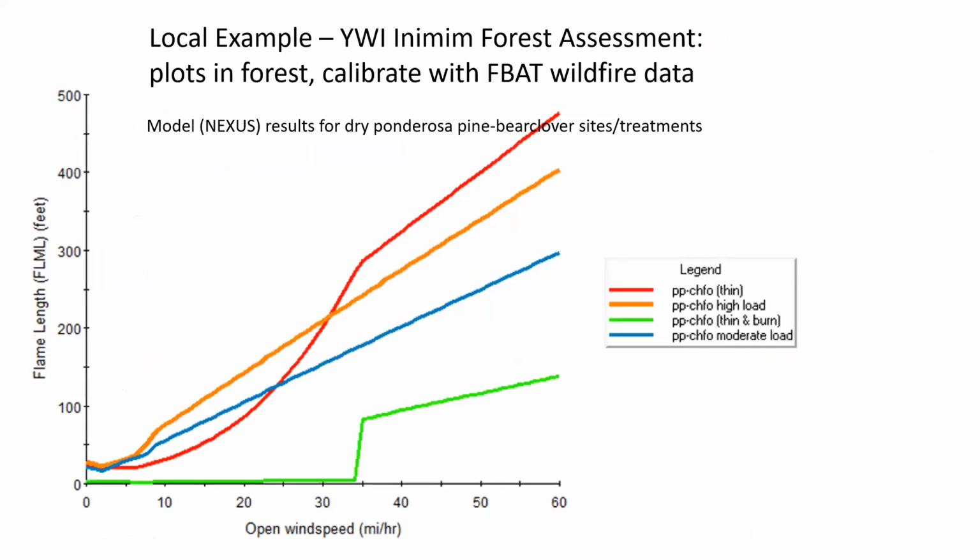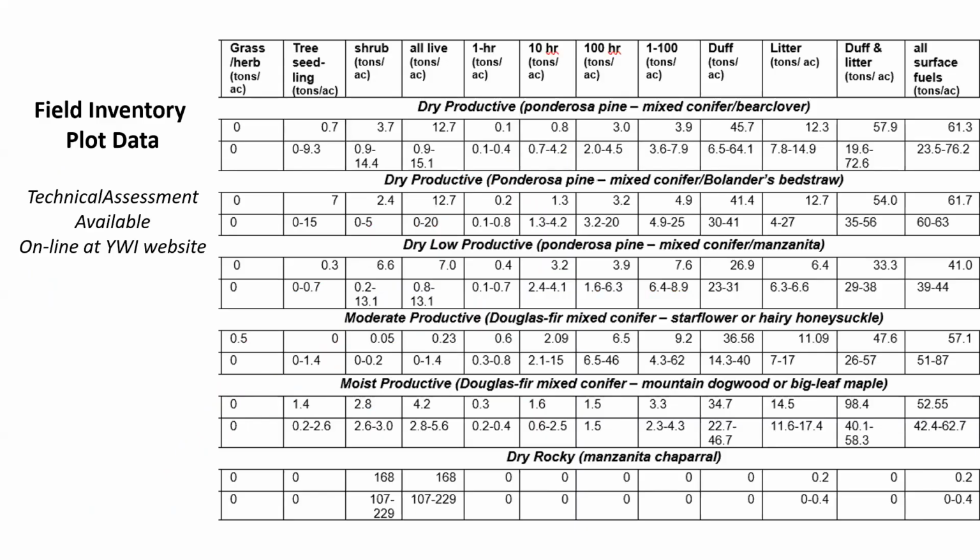And then you can put it in, and in this case, this is an example from the Yuba Watershed Institute, where I'm showing a graph of flame length on the left and on the bottom, open wind speed. So this is showing me for different treatments, like the red line is ponderosa pine bear clover thinning only, and the green line is thinning and burning, what I can expect for flame lengths at different wind speeds. And I'm not going to go into this in great detail because I want to get to my what does it mean slide at the end. Go ahead. Next slide, please.